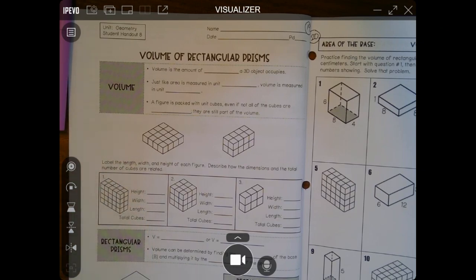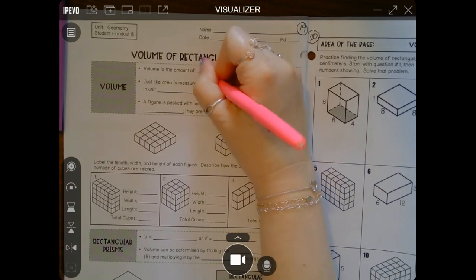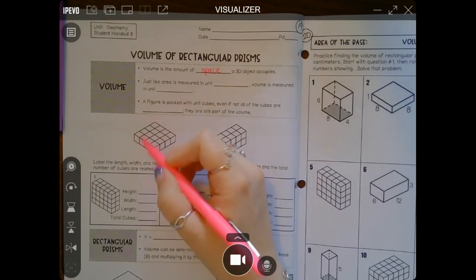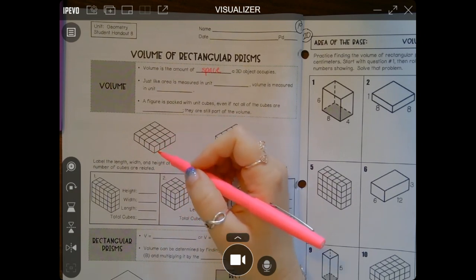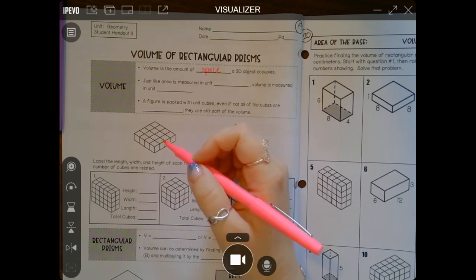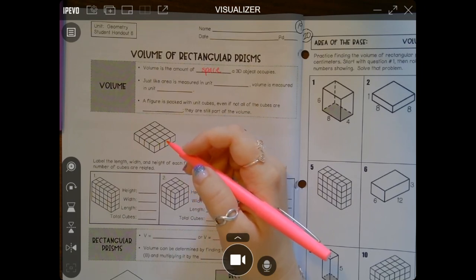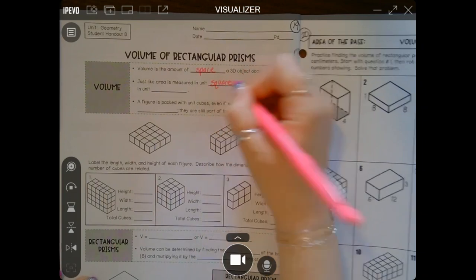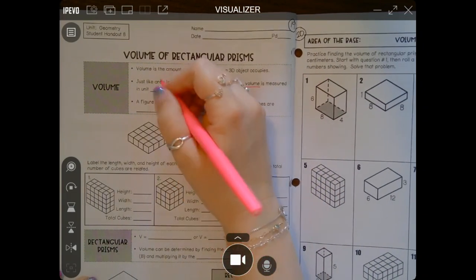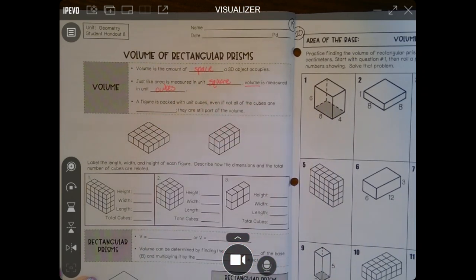First off, volume is the amount of space that's inside of a 3D object. So it's the space inside, versus surface area, which is like if you wanted to wrap a present, you find the area of every surface. So that's how volume and surface area differ. Just like area is measured in square units, volume is measured in cubic units. So it's measured in cubes.